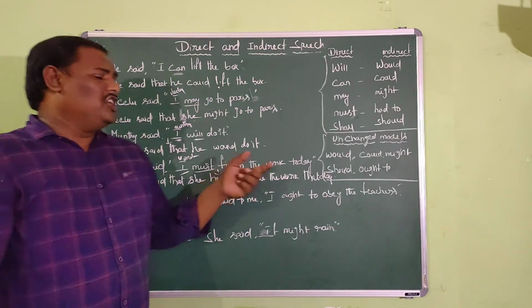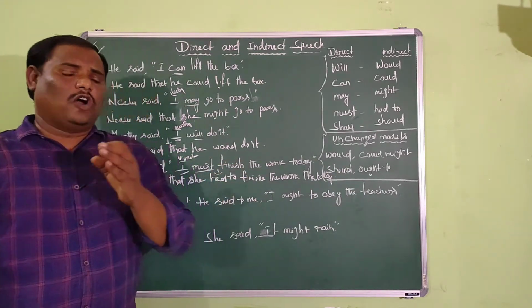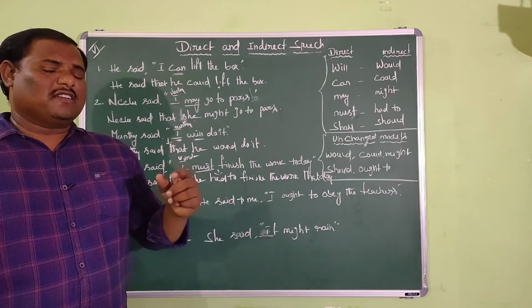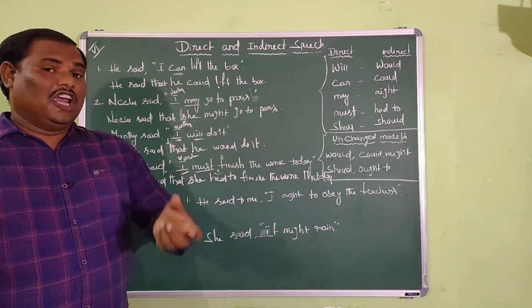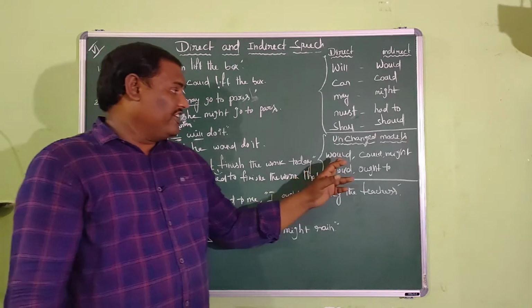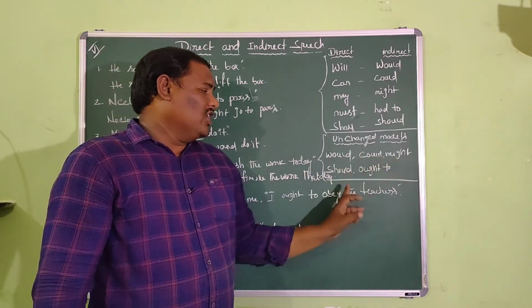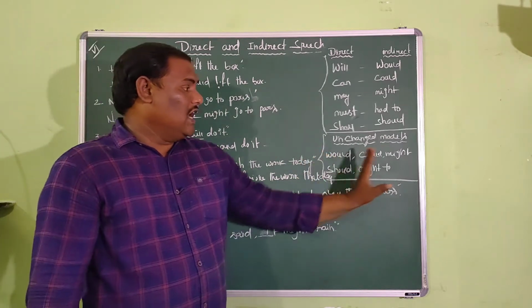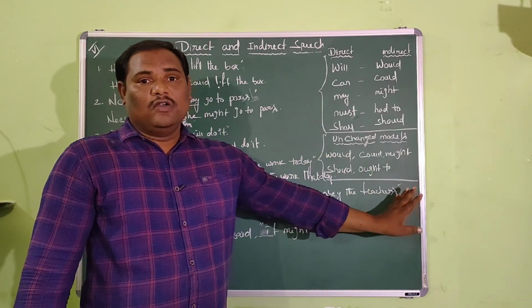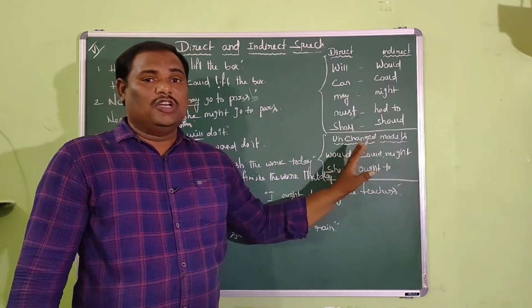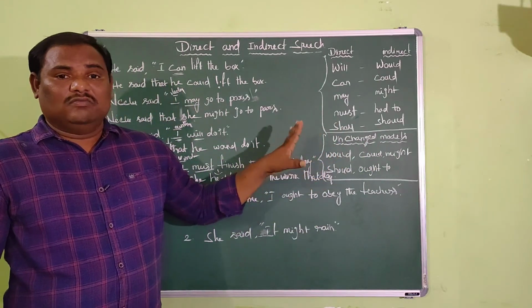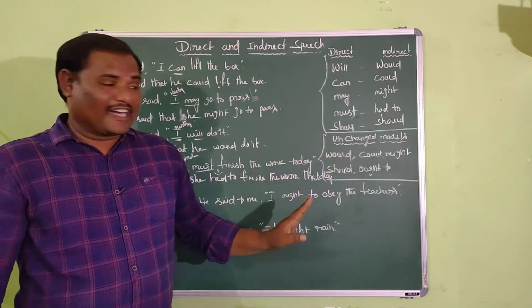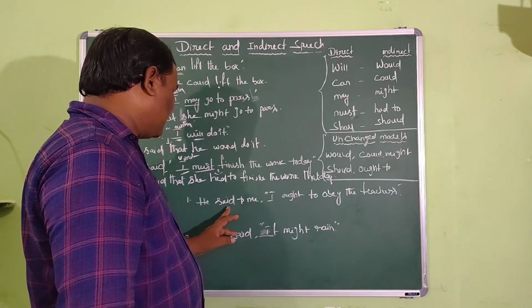Okay, dear friends, there are a few modal auxiliaries that cannot be changed when we change a sentence from direct to indirect. If the direct speech contains the modal auxiliaries like would, could, might, should, ought to, they can never be changed when we convert the direct speech into indirect speech. Okay, we shall have a look at this first question.